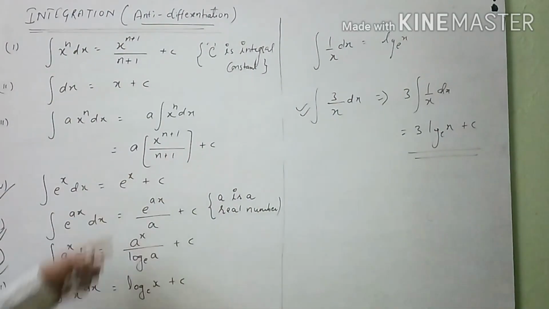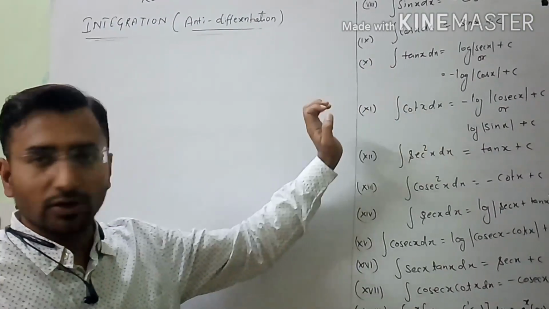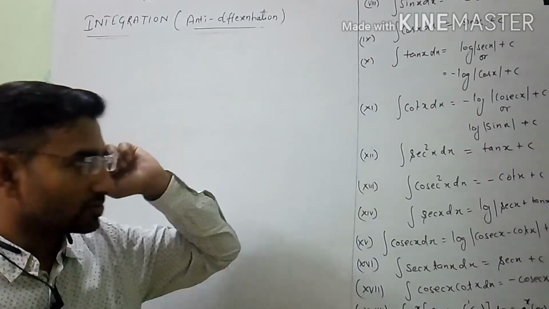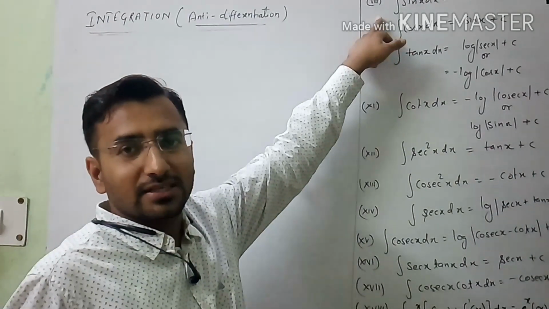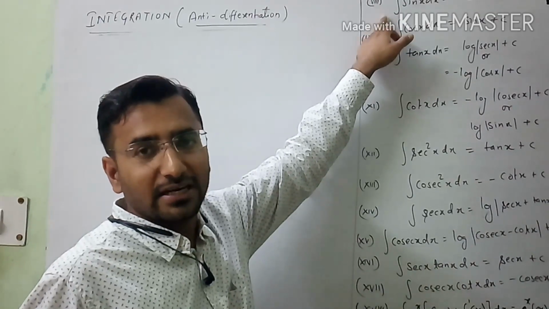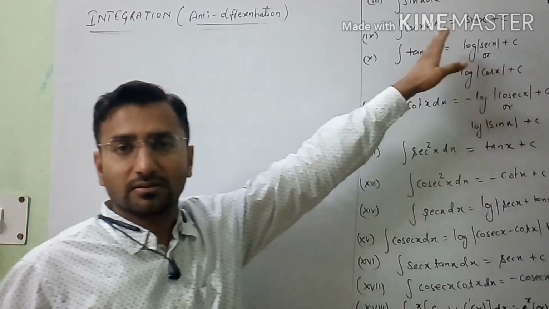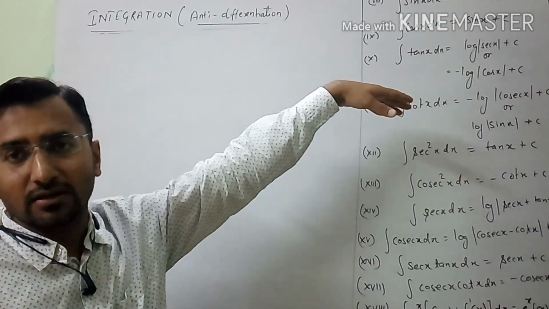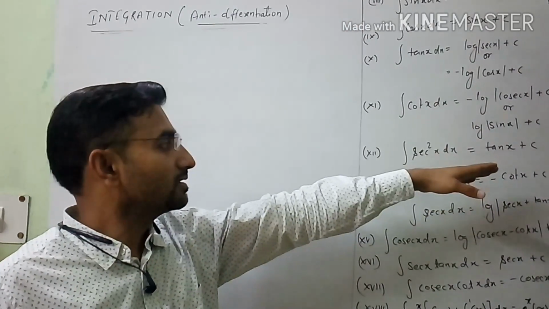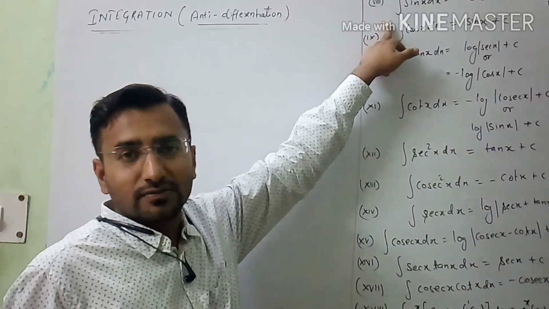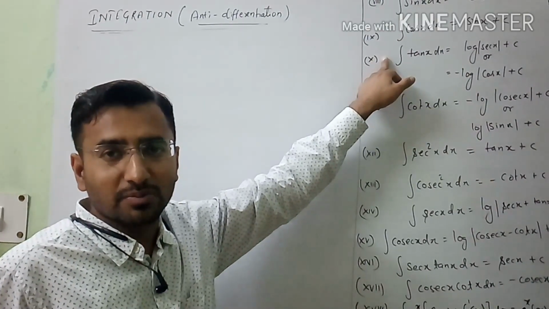So after these formulas, I will write here some other formulas, formulas related to trigonometry in case of integration. So see, I will repeat this formula here. First formula is integration of sin x dx, means that integration of sin x is equal to minus cos x plus c. C is our integral constant, because here we are talking about indefinite integral. So in all cases you will see here c symbol. So integration of sin x is equal to minus cos x plus c.